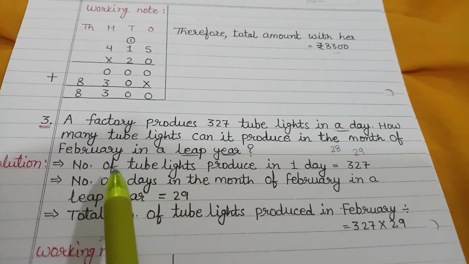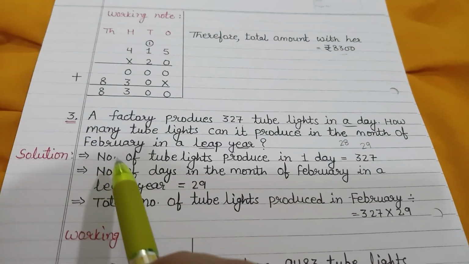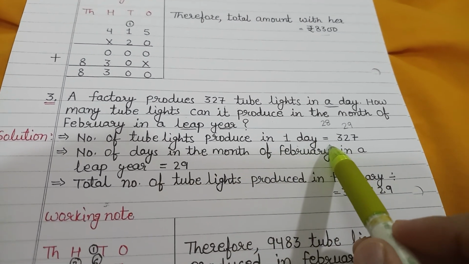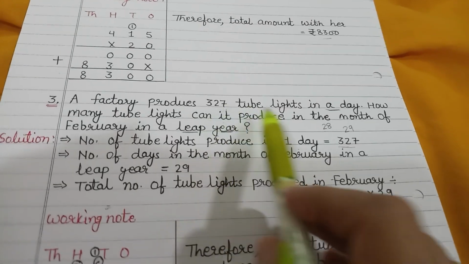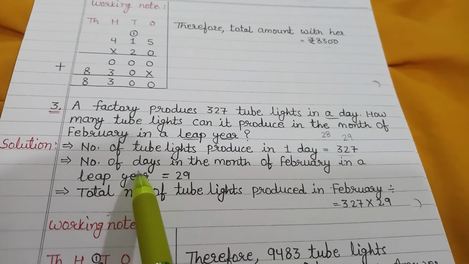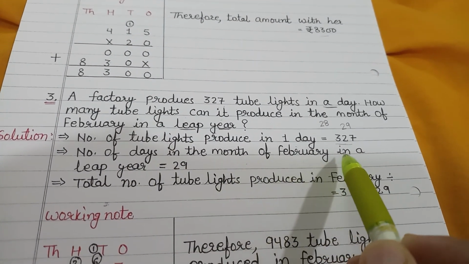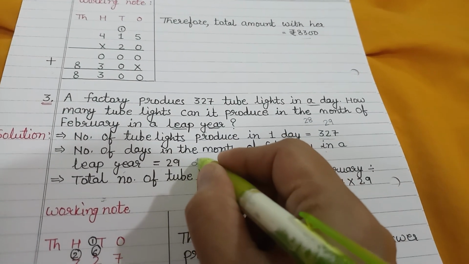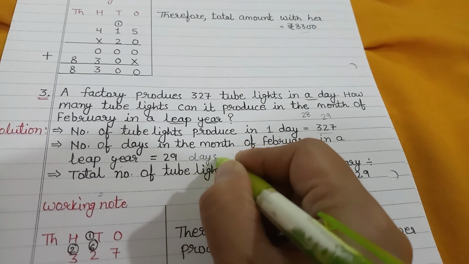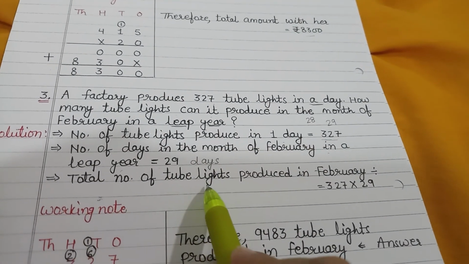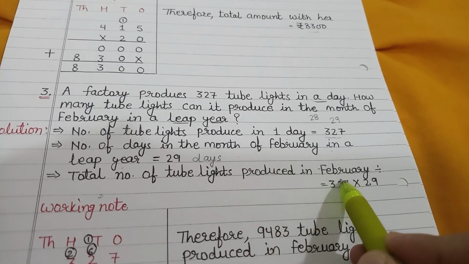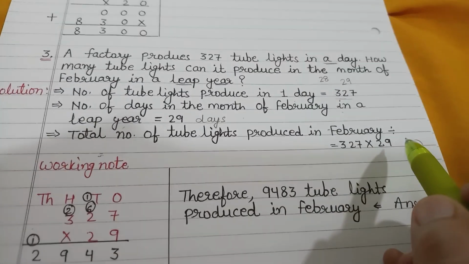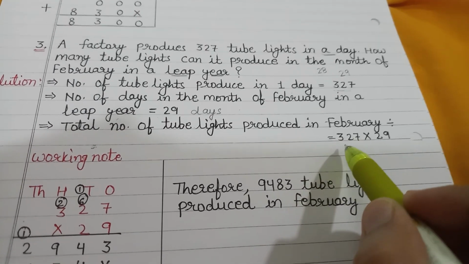So first we will write the statement. Number of tube lights produced in one day. So in one day 327, we have this information. Now the number of days in the month of February in a leap year is 29 days. So the total number of tube lights produced in February. We have information of 1. We have to find for more. So we will do multiplication.